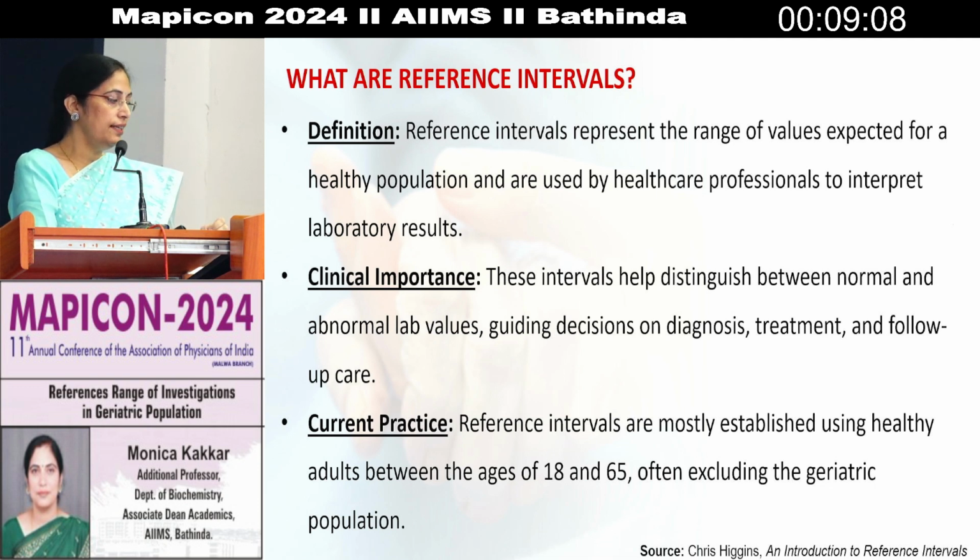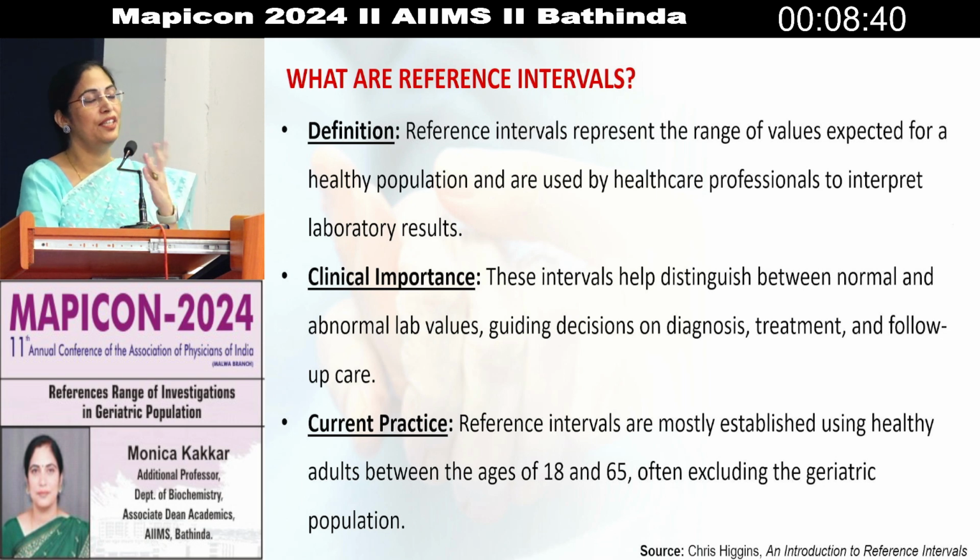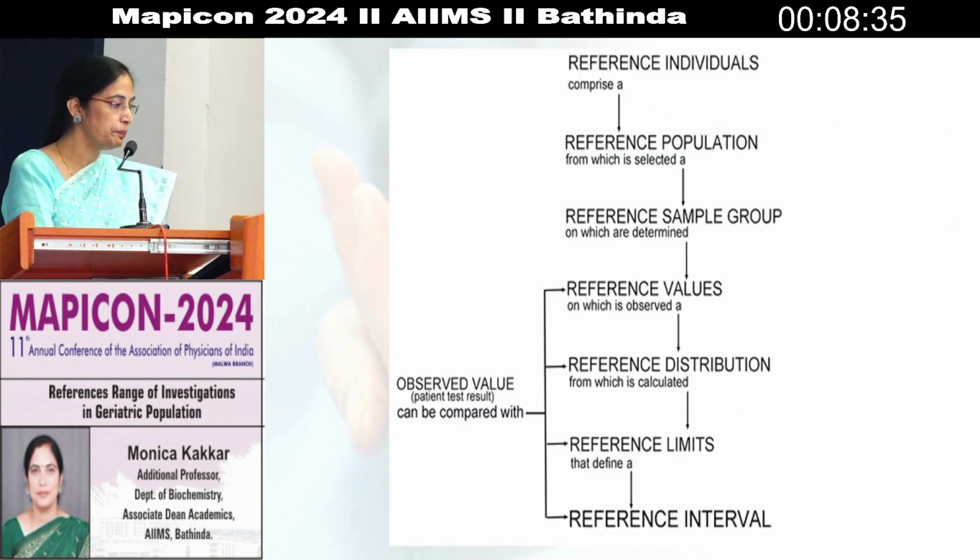The limitation here is that most of the reference intervals which are drawn use a population in the age group of 18 to 65, excluding the geriatric population. So whatever reference intervals we have presently are not catering to the needs of the geriatric population, and that should now be a thinking point: since the geriatric population is increasing, should we not be developing separate reference intervals for them?